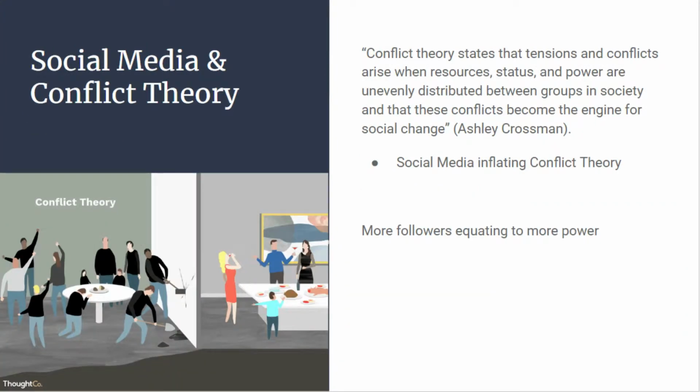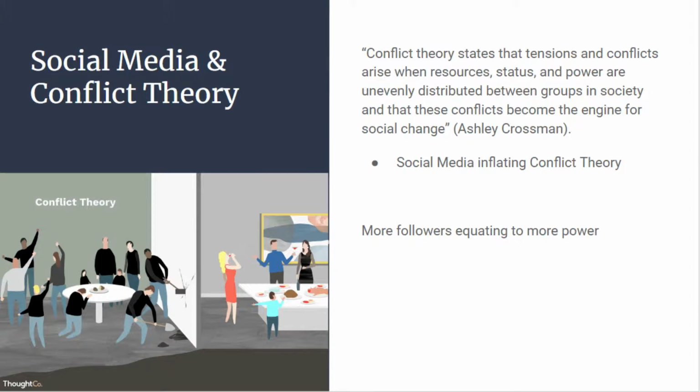Next up is the conflict theory. Social media has also vastly changed this. Ashley Crossman, a sociology professor at Arizona State University, states that conflict theory states that tensions and conflicts arise when resources, status, and power are unevenly distributed between groups in society, and that these conflicts become the engine for social change. Social media creates a facade of fake lives. It shows that more followers means more influence and more power.